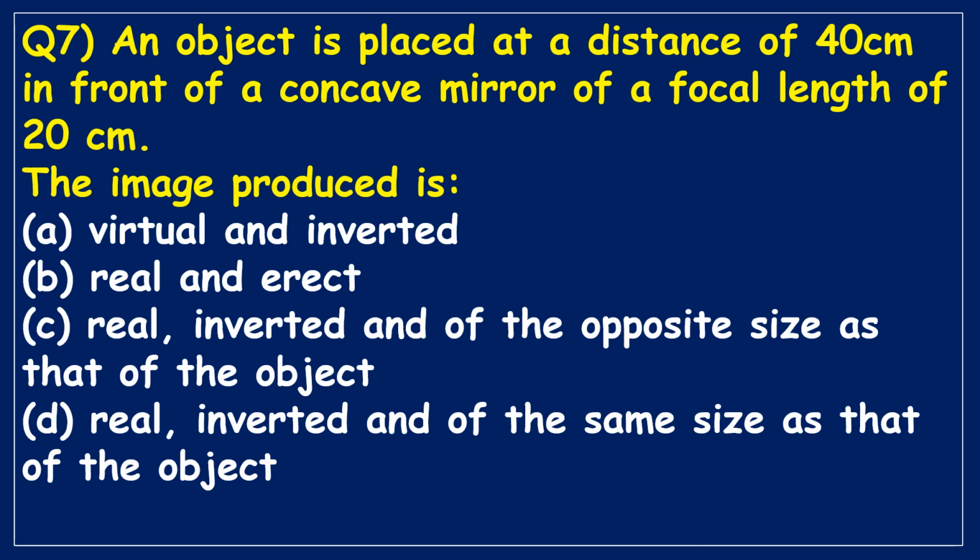Now you see, children, whenever you see these kinds of numericals, you have to check for any clue, any keyword. The first thing is that it's a concave mirror, which is a converging mirror. We know that a concave mirror always forms a real and inverted image except in one situation. And here the focal length is given: 20 centimeters, but the object is placed at 40 centimeters.